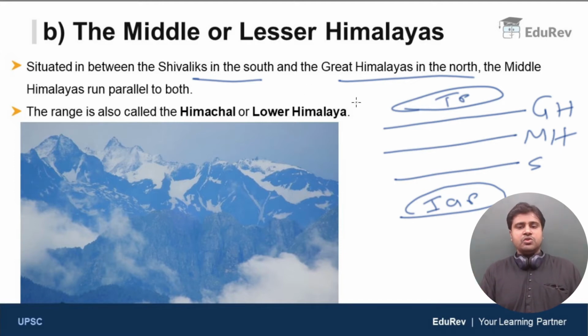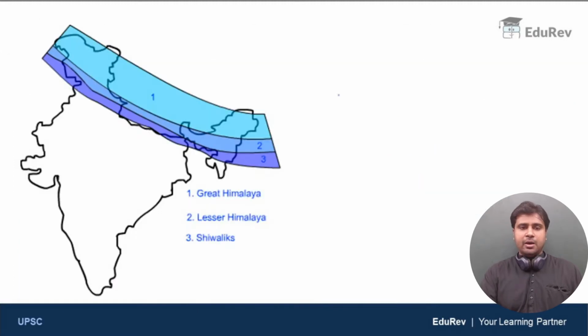Clear? So what are the other names for Middle Himalayas? They're also called Himachal or the Lower Himalaya. Clear, right? Now, the region marked 2 is the region where the Middle Himalayas are situated. So you should have a clear picture of where the Middle Himalayas are situated. That is very, very important. Clear? So you have already seen this map before.